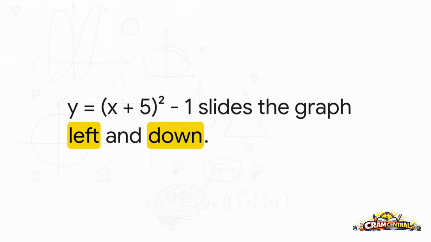Keeping up the pace here, look at y equals, in parentheses, x plus 5 squared minus 1. Now, you might logically think a plus 5 inside those parentheses would move things to the right, right? Actually, no. It slides the entire graph 5 units to the left. It's a fantastic little math plot twist. And then that minus 1 on the very end, it simply drops the whole thing down a single unit.